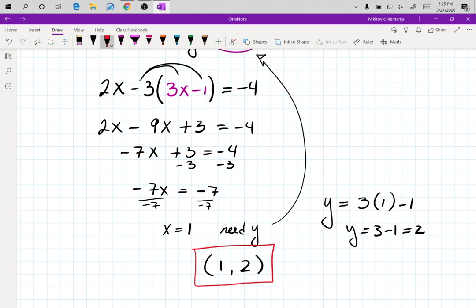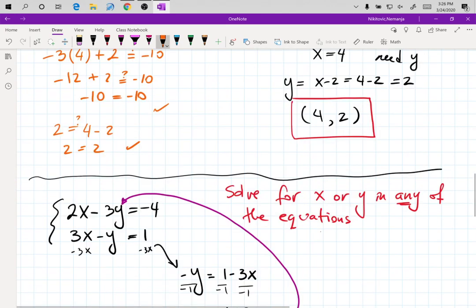And I'll just put here, in interest of time, need to check in both equations. Need to check in both equations. And the reason is, right, we want to make sure that the problem is correct.